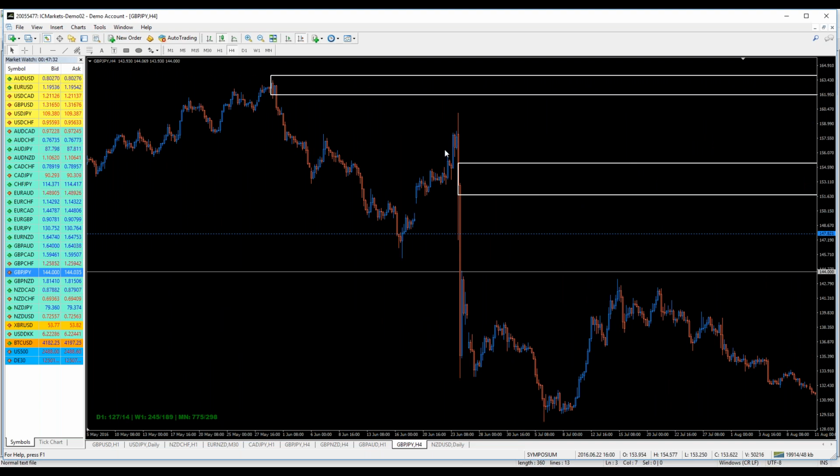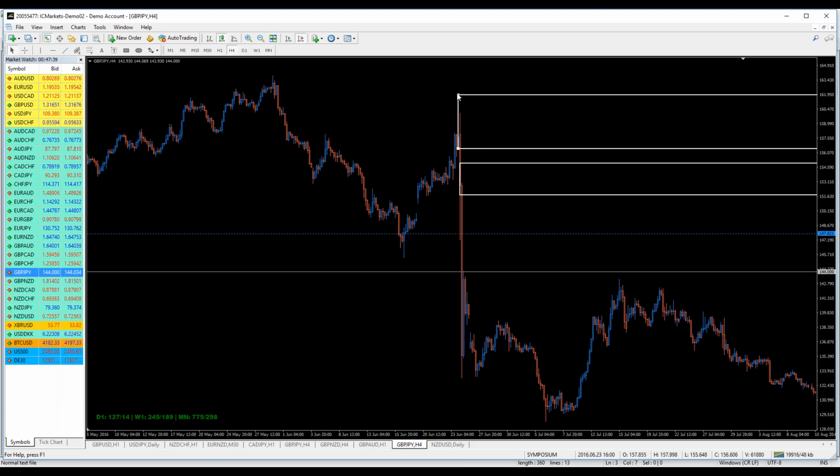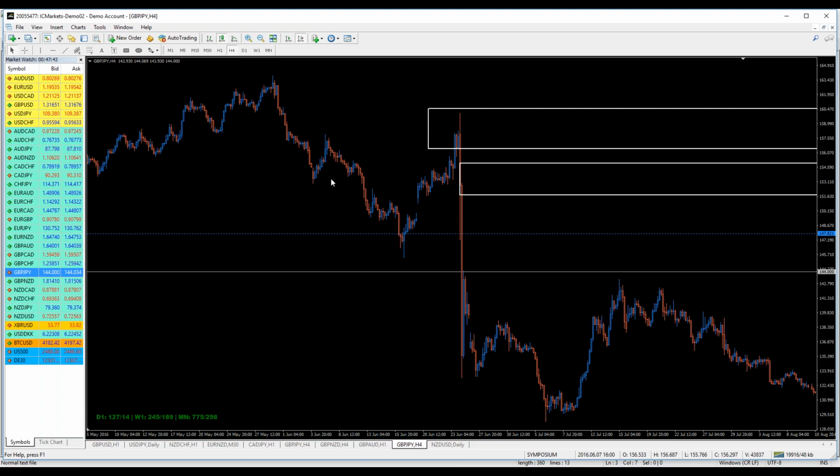Or this area up here, which is also just a really nice pattern here at the top. I like that. Just a nice, well-formed area of supply. There's something like that, I think, Eric.